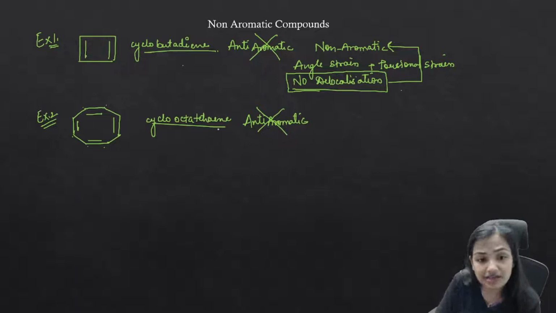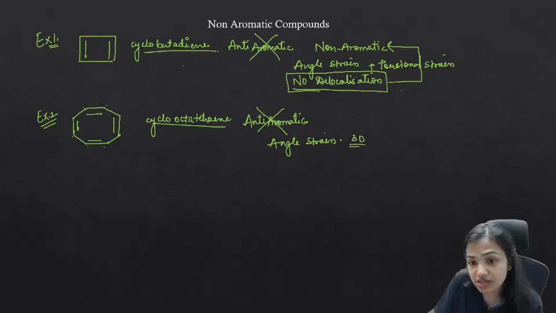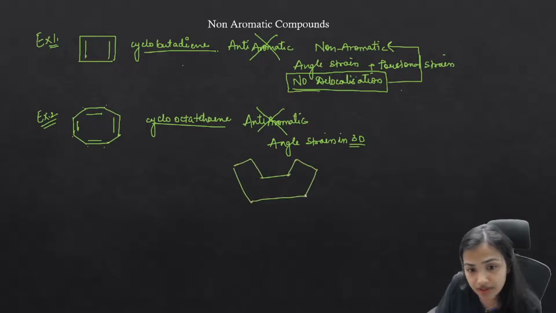Again, because of the angle strain, this is also having the angle strain. So because of the angle strain in the three-dimensional structure, in 3D, this compound would be something looking like this. Okay, like this. So this is a bond, this is a bond, this is a bond, and this is a bond. Now you tell me, is this a planar ring? You know, this is something like the boat form.